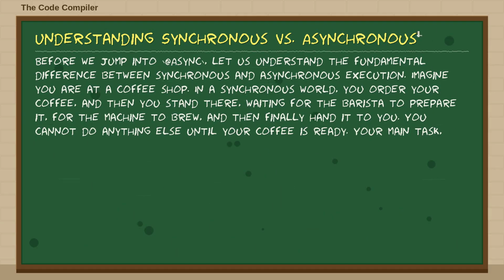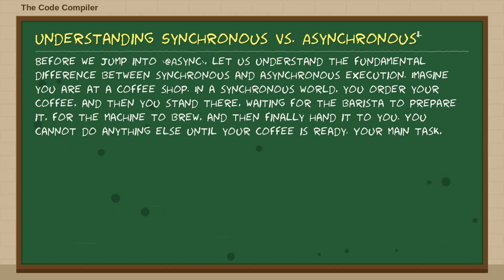Now, in an asynchronous world, you order your coffee, and then you are told, your coffee will be ready in 5 minutes. You can then go sit down, check your phone, or chat with a friend while your coffee is being prepared in the background. Once it is ready, you get a notification. Your main task is not blocked.